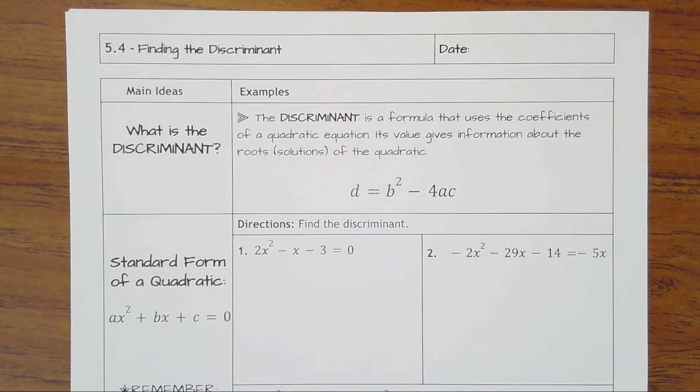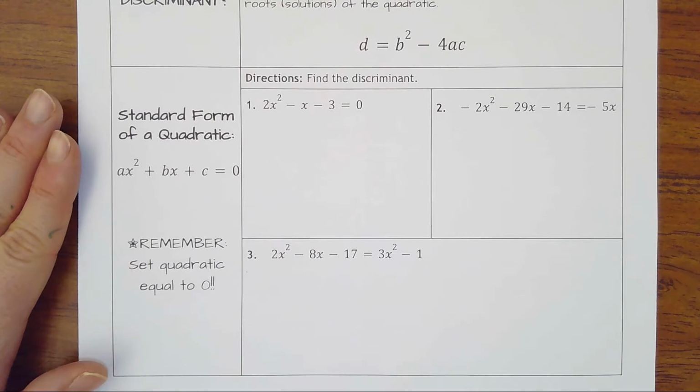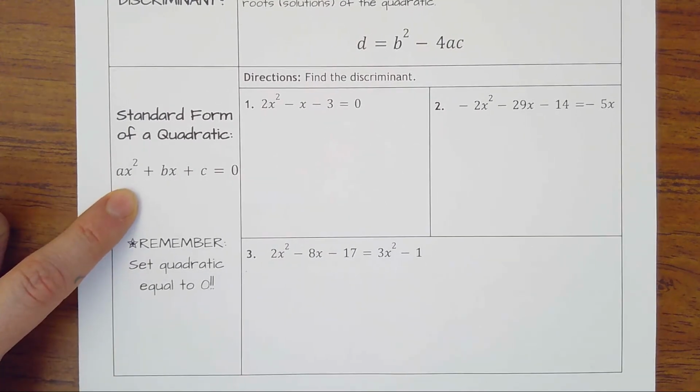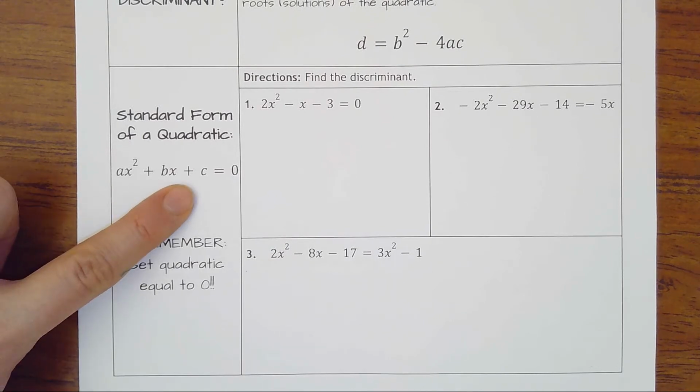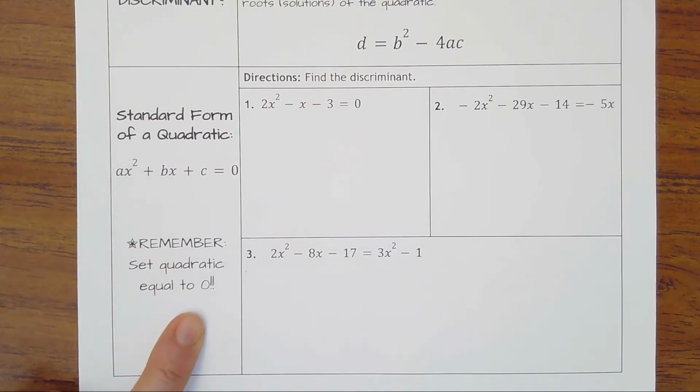We're not getting to that in this lesson, but this is going to help us do what's called the quadratic formula on the next lesson, and this is a part of that formula. So first of all, remember that standard form of a quadratic is when you have your ax squared plus bx plus c. It's set equal to 0. You always have to have your quadratic set equal to 0 before you do anything.